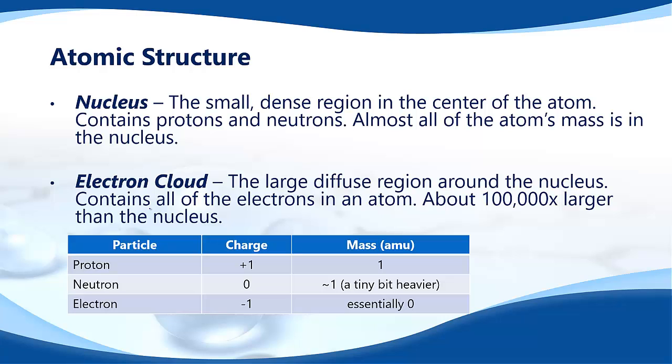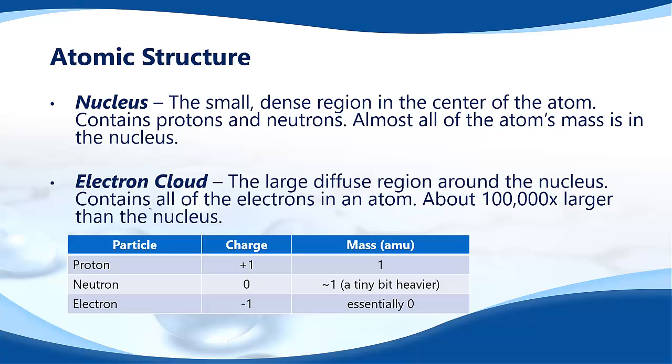Now, the reason I said a neutron was a tiny bit heavier than a proton is that the easiest way to think about it is that a neutron is kind of like a proton and an electron jammed together. So you still have that tiny little mass from the electron, making it a little bit heavier. Right? So those are the three particles, those are the two regions.